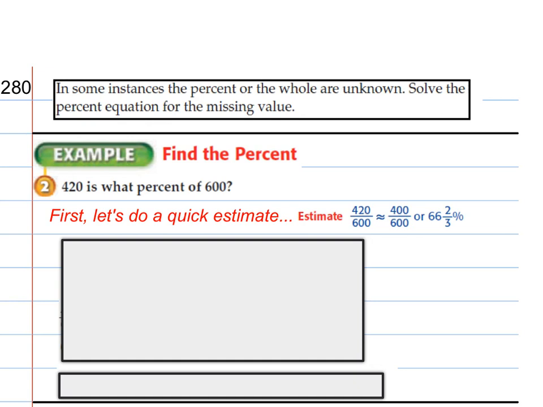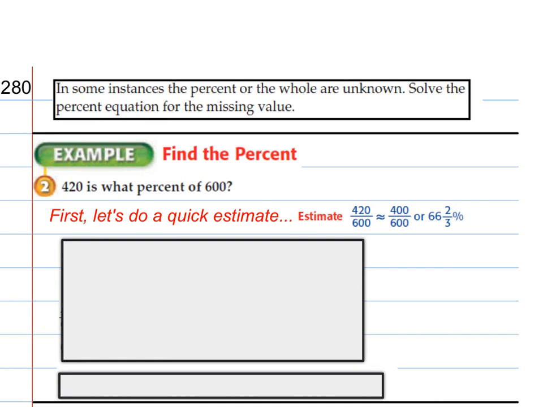In some instances, the percent or the whole are unknown instead of the part being unknown. So we're going to solve the percent equation for the missing value. This time we're going to solve for the percent. 420 is what percent of 600?